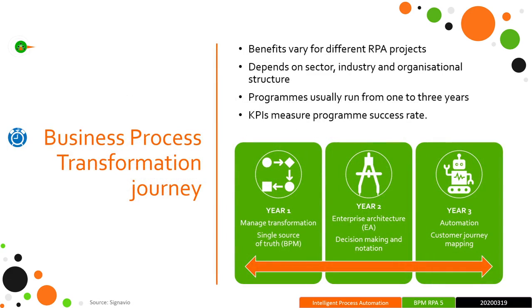Transformational projects vary significantly in their goals, implementation, and delivery, and so, the impact of this benefit is likely to vary for different project types, industries, and organizational structures. Business process transformational projects usually run on a 3-year program, and program benefits are measured using KPIs.